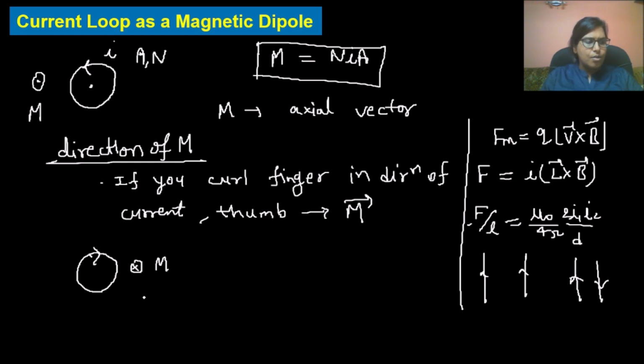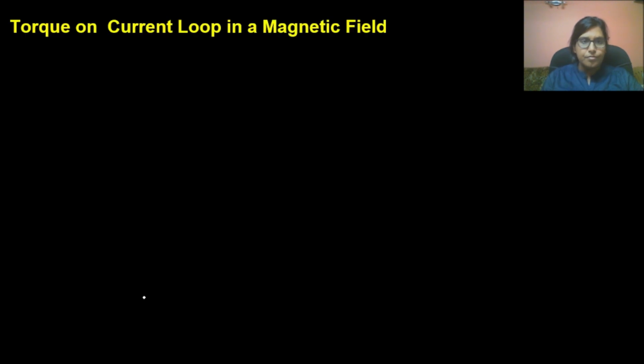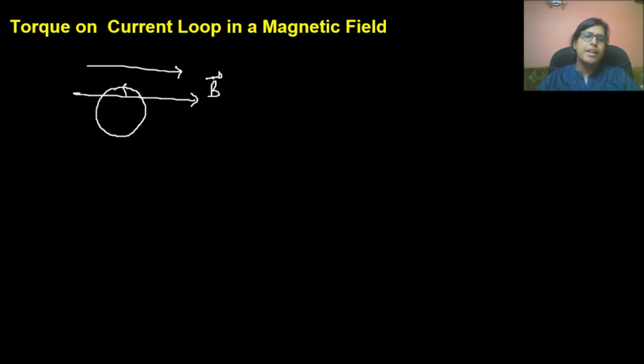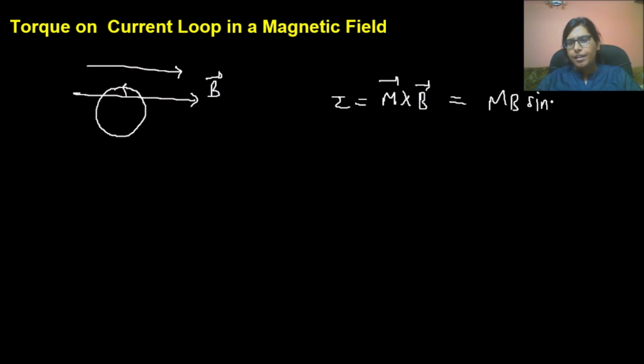Now we will write the torque on a current loop in a magnetic field. Suppose this is a loop and there is a uniform magnetic field, then the torque on this loop will be tau equals M cross B, or we can write M into B sin theta.